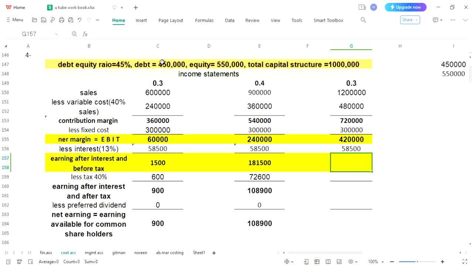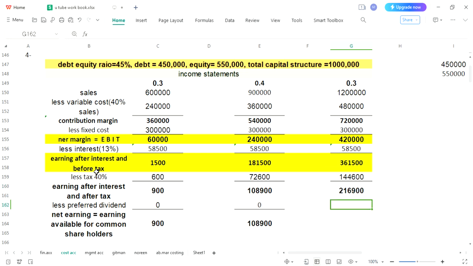And now earning after interest can be calculated by subtracting interest from EBIT. 4,20,000 earning before interest, subtract interest to get your earning before tax. So we are now open to calculate tax 40%, for which we needed our earning before tax, 3,61,500. We will apply 40% rate upon it to get our amount of tax. Now earning after tax would be calculated by subtracting tax from previous earning. 3,61,500 earning before tax, subtract tax to get your income after tax.